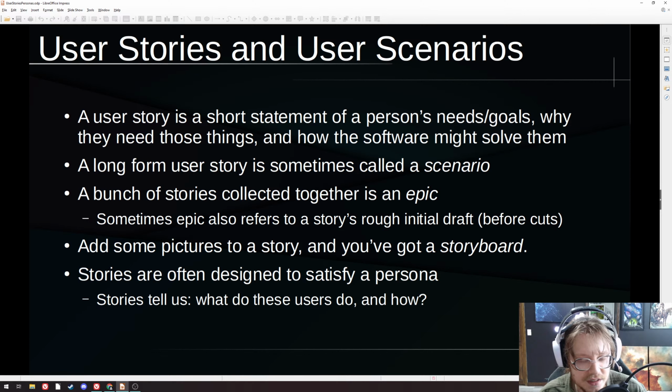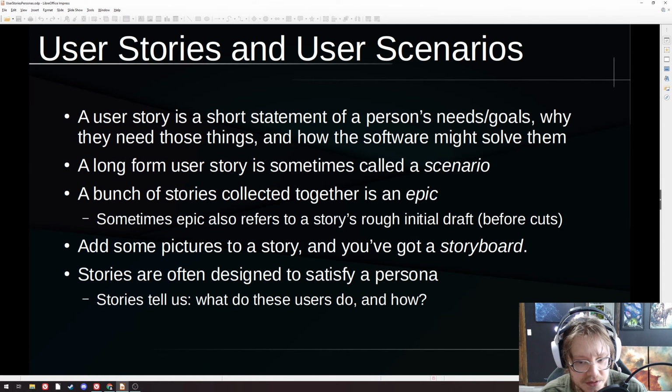Now a bunch of stories collected together into a nice long piece, maybe about multiple different users, but typically about one user or one group of users, is called an epic. We call it an epic because it's long, like an epic novel. Sometimes, though, epic also refers to your user story's rough draft. So you start by writing everything that you can think of, and you end up with this very long user story, and then you cut that down. So when some people say epic, they refer to the lower granularity user story that you come up with at the beginning. So this kind of depends on who you ask. I think this term doesn't have as much standardization as user story or scenario.